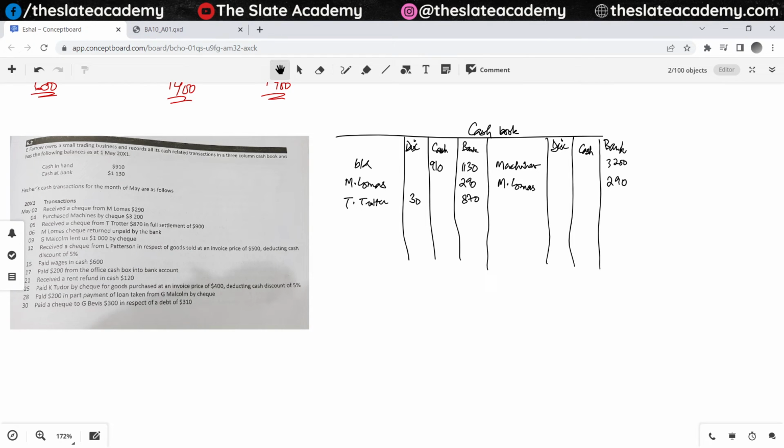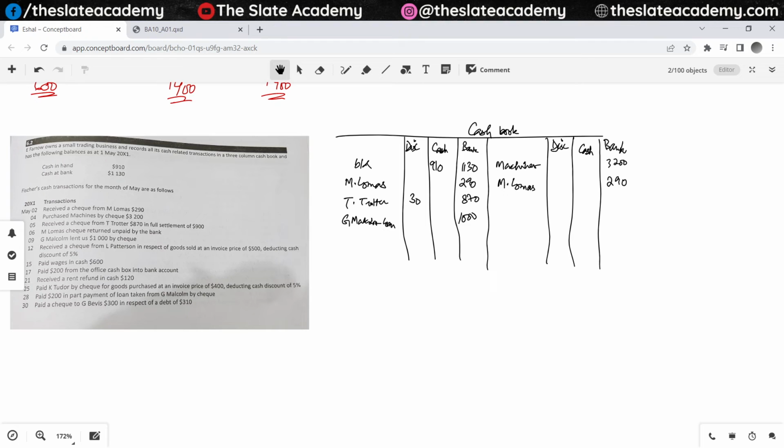Then M. G. Malcolm lent us 1000 by check. Since this isn't a payment for purchases, bank would debit, no question, 1000. The other T account will be G Malcolm dash loan, just to show that this is a loan account and not an ordinary trade payable.